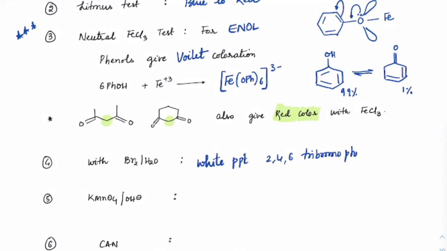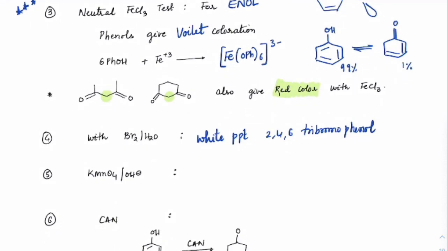Tribromophenol is formed. With KMnO4 and OH minus, we have seen this will decolorize. It will decolorize and form a brown precipitate, and this brown precipitate is of MnO2, right?